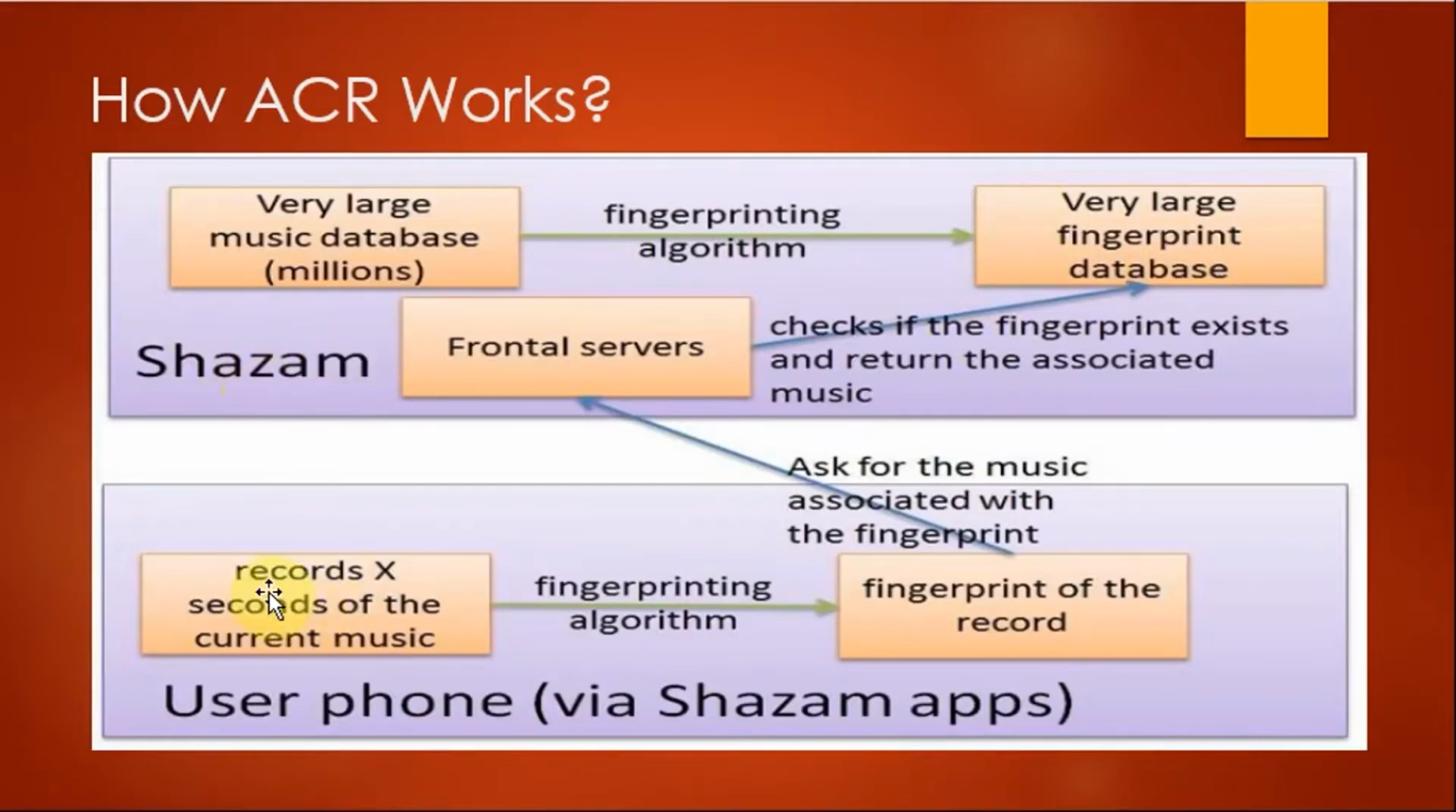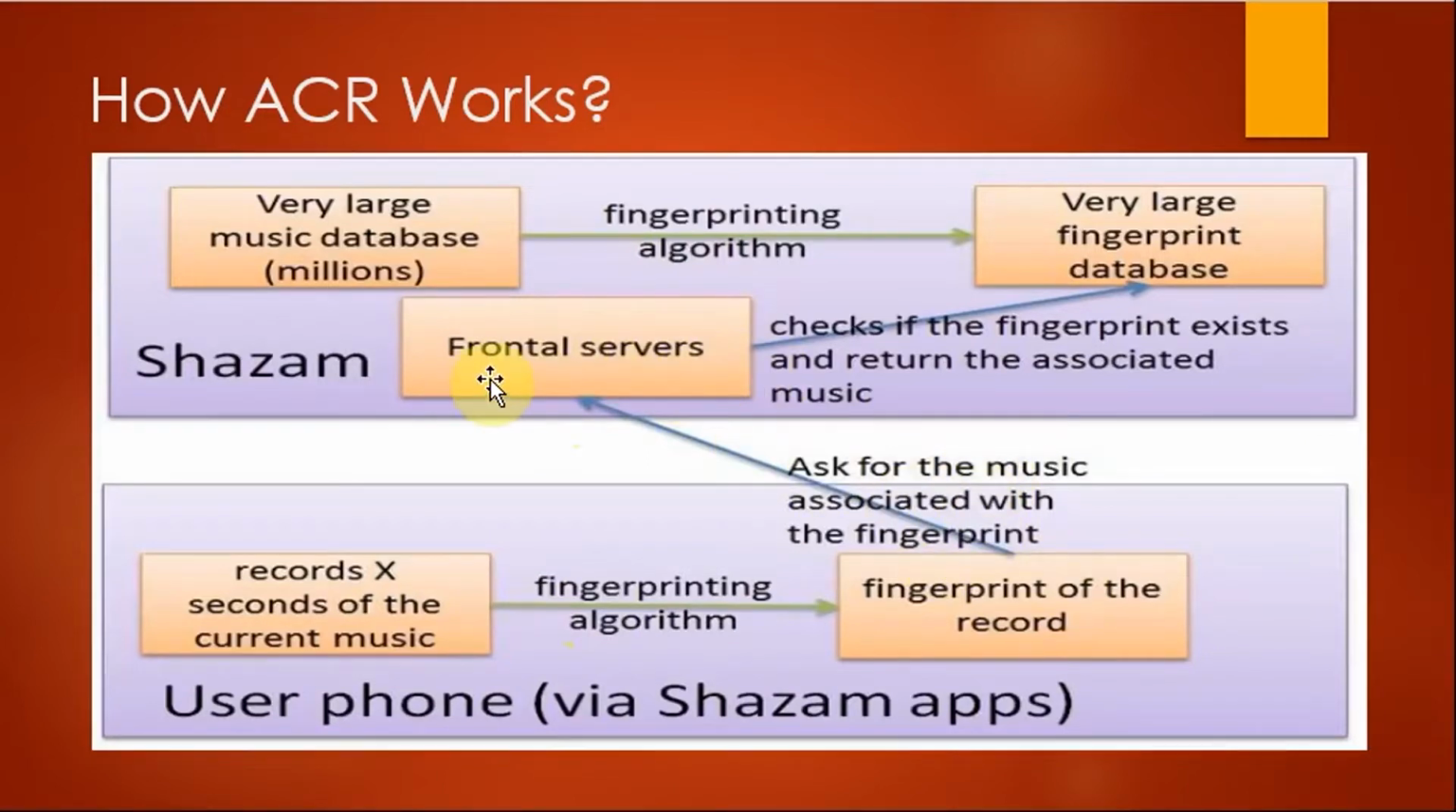Let's look at it here. A user records some seconds of the current music, and this fingerprint algorithm is applied to what you just recorded. For instance, say we're using the Shazam app. You record a sound of the current music, the fingerprint of what you just recorded is picked, and then through the Shazam frontal servers, you ask for the music associated with the fingerprint.